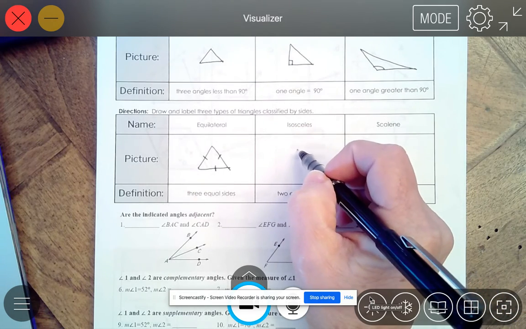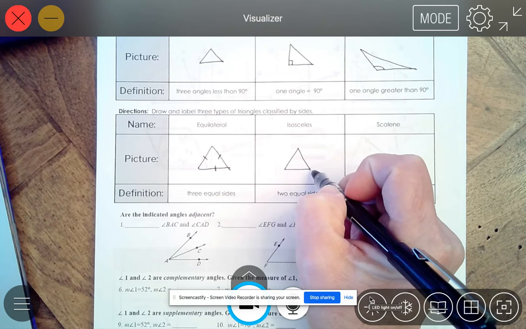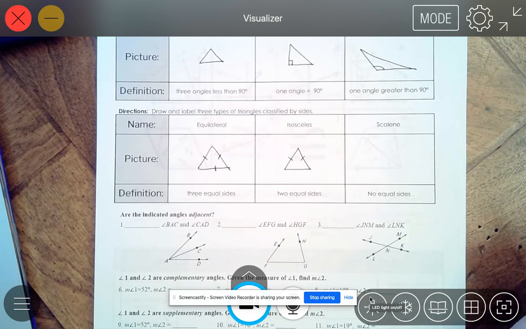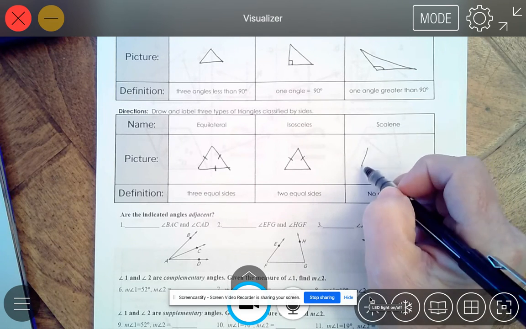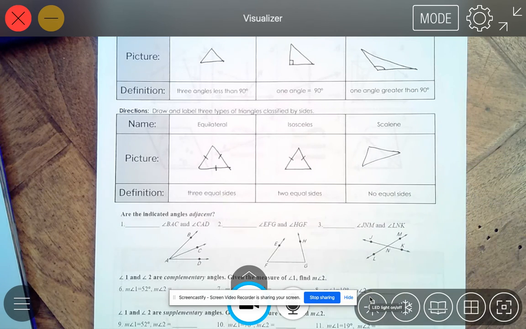An isosceles triangle means that 2 sides are the exact same. Let's say this one and this one are the exact same. And then scalene triangle, no sides are the same. They're all different lengths.